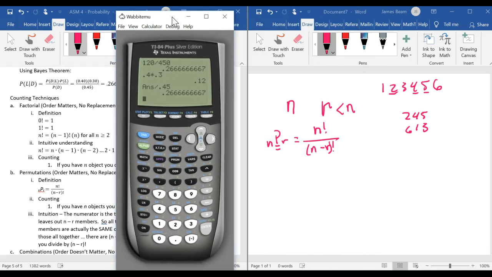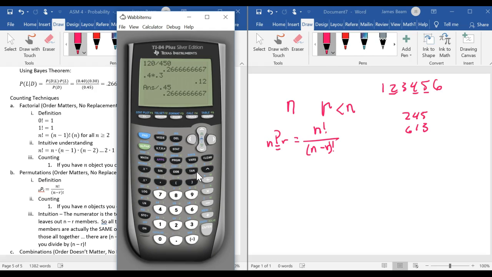All right, so my little problem here, if I picked all 6 balls, right, that would be 6, and then I go math, probability, number 4 is the factorial. There'd be 720 ways to pick those balls, right? But only picking 3 of them. So I'm going to go 6, math, and number 2 is the permutations, and I'm picking 3 of the balls. So there's only 120 ways to do that.